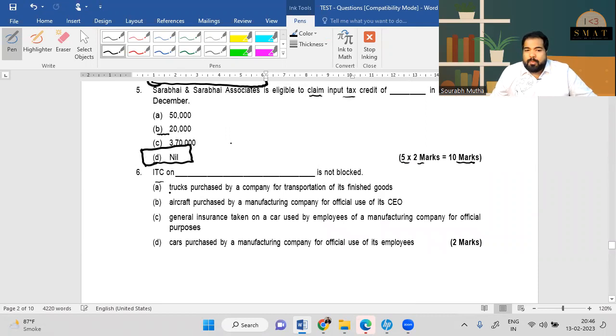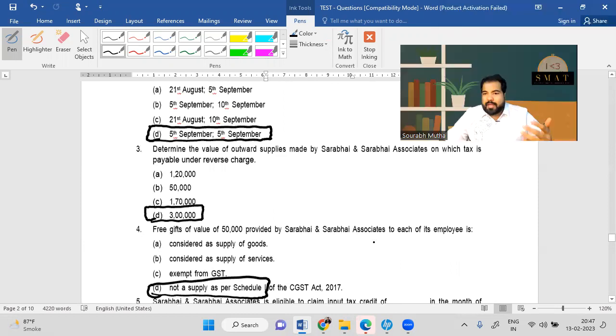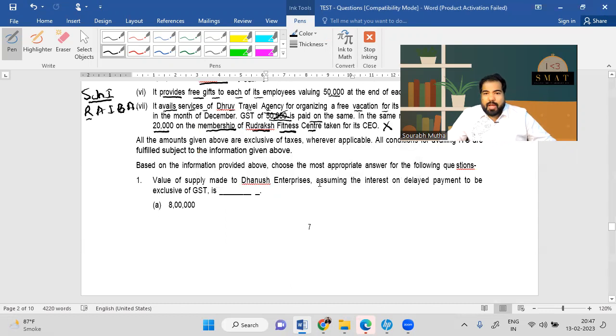ITC on which is not blocked? Trucks purchased by a company for transportation of finished goods, this is not blocked. Aircraft for official use is blocked. General insurance taken on car used by employees is blocked. Car purchase for official use by employees is blocked. So the answer is A, only the first one. This is the MCQ part, guys. Now we'll be moving ahead for the descriptive part, again first in DT and then in GST. So watch out. I'll be discussing now the descriptive part.